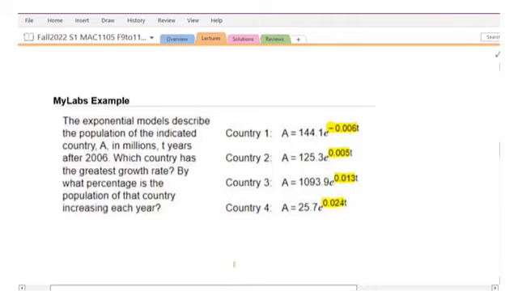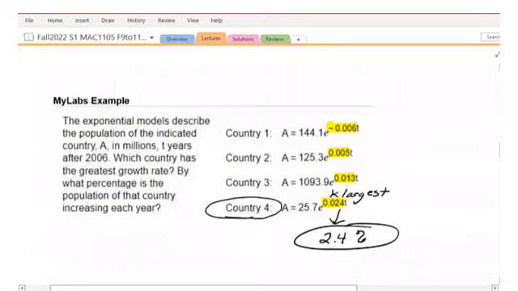So which one has the highest growth rate? Country 4 has the highest population growth rate because the K value, 0.024, is the largest. All right, now by what percentage is the population of that country increasing each year? Very good. You convert that to percent form and you get 2.4%. And you're done. One of the easiest questions in the homework if you know what it's asking you for. Okay, so any questions about that one?